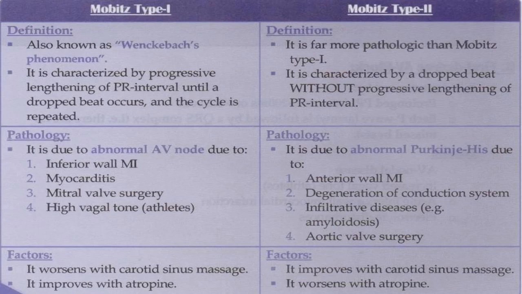What is the pathology behind type 1? There is an abnormal AV node. It can be due to inferior wall MI, myocarditis, mitral valve surgery, or high vagal tone, for example in athletes. However, Mobitz type 2 is due to abnormality in the Purkinje fibers and bundle of His. So these fibers are abnormal. It can be due to anterior wall MI, degeneration of the conductive system, infiltrative diseases, for example amyloidosis, aortic valve surgeries, etc.